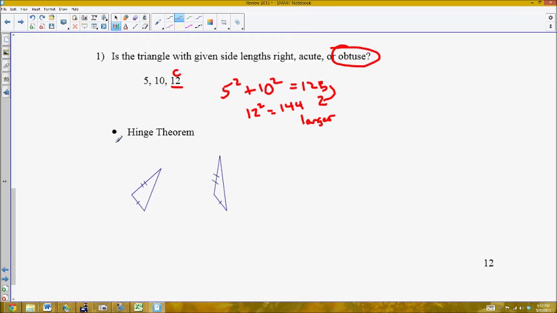Okay. The hinge theorem we will go over in class tomorrow, so be sure to remind me to ask about this in class tomorrow.